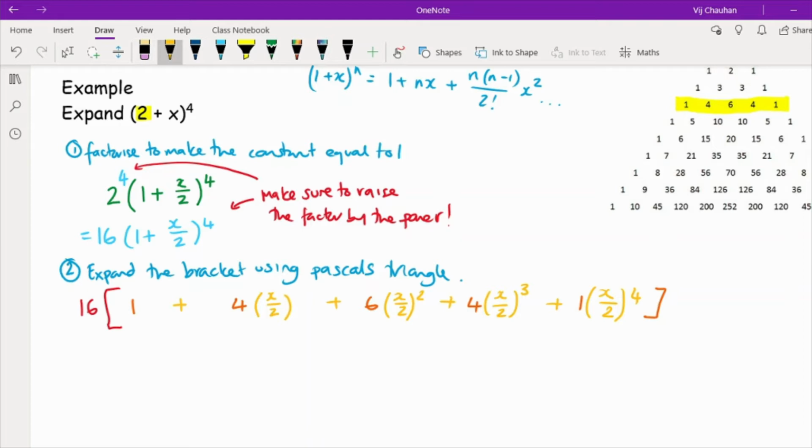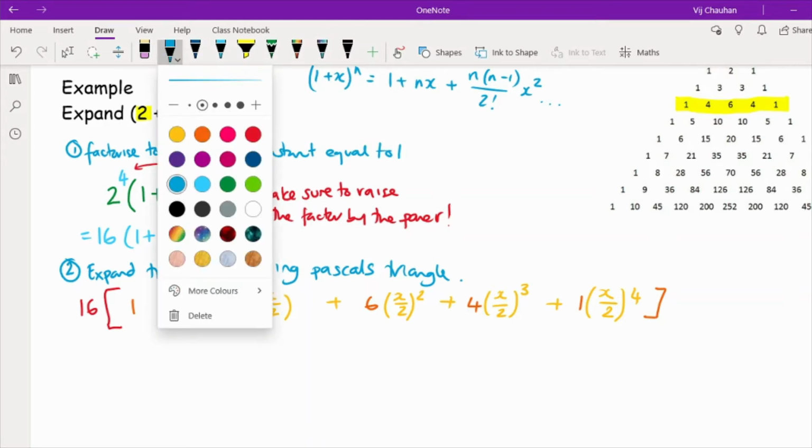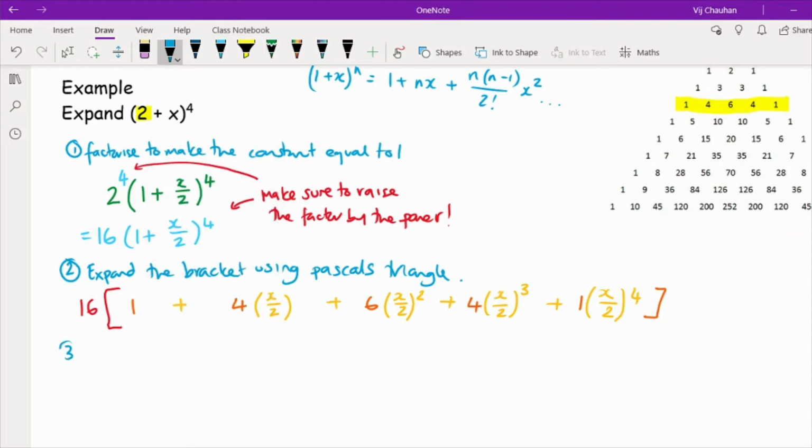So my next step is to simplify the square brackets. Now, if you're not too sure about what I've done with step 2, then I recommend you watch my previous video on binomial expansion.